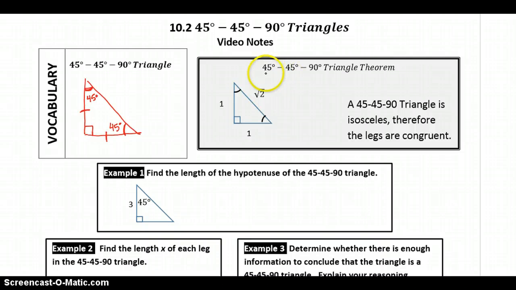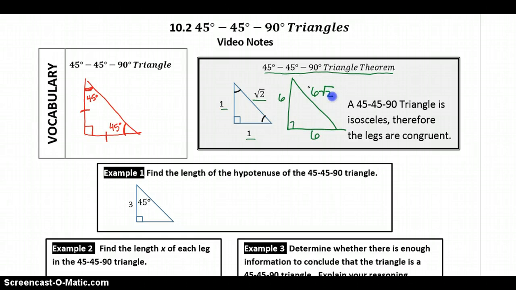So if you look here at our 45, 45, 90 triangle theorem, we see the standard 45, 45, 90 triangle with side lengths of 1 and 1 and a hypotenuse length of square root of 2. So if we scaled this triangle up and multiplied everything by, let's say, 6, if we multiplied each leg by 6, then we would also multiply the hypotenuse by 6, and we would get side lengths of 6, 6, and 6 root 2. So we can use this ratio of the sides to find the side lengths of any 45, 45, 90 triangle.